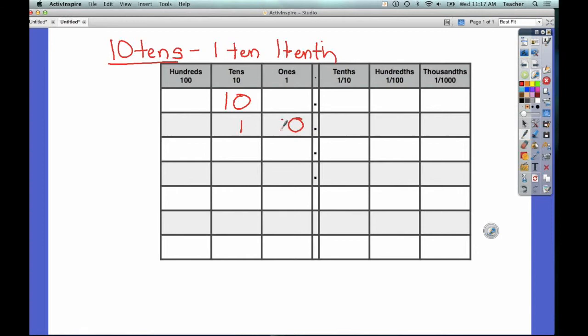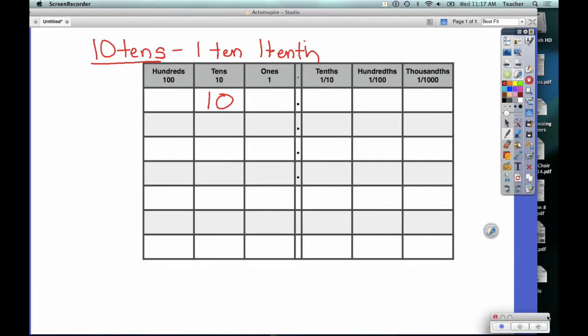So do you think 10 ones would be the same as 10 tens? Would that be the same? I wonder how you solve this problem. It's obviously an issue because you can't have 10 in one column. So what happens when you get 10 in one column? What happens to the number?